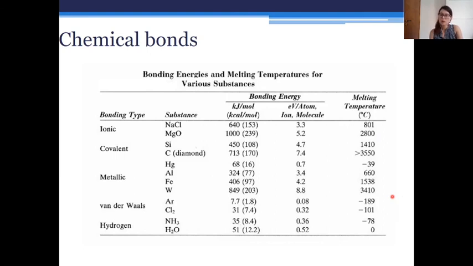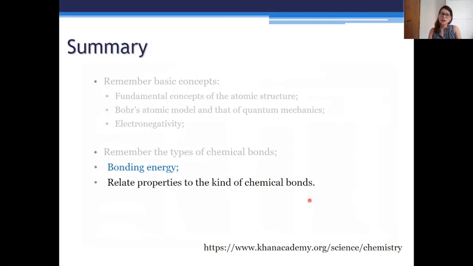So we already observe that there is a relationship between the thermal property and the kind of bond that we find in the material, related to the electronic configuration of the atoms that compose these materials. So now let's talk about bonding energy.